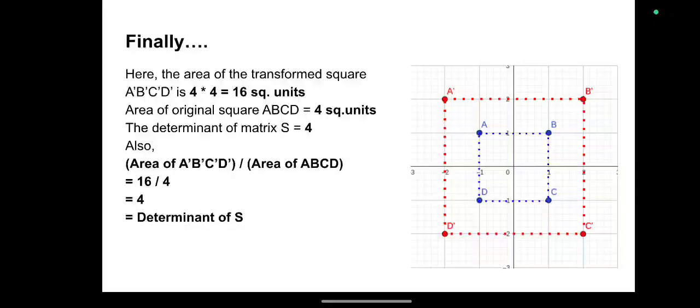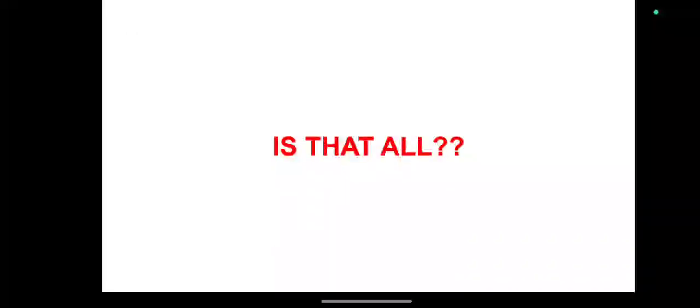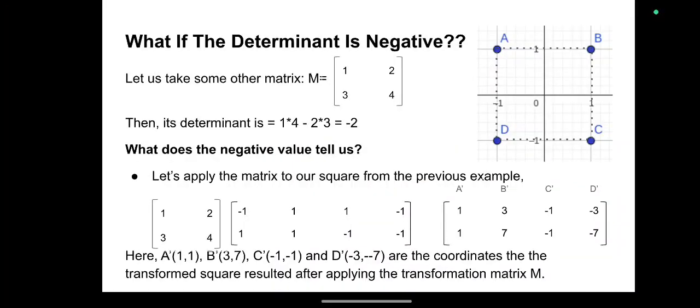So is it just a coincidence? Which is actually not. What the determinant of a matrix tells us is how a space is transformed by the matrix. So here we can see that the area of the square has been multiplied by 4 times. It is 4 times larger, which is answered by our determinant. So the determinant tells us how much a matrix transforms or scales an input, or the input space more precisely. But is that all? Now let's see.